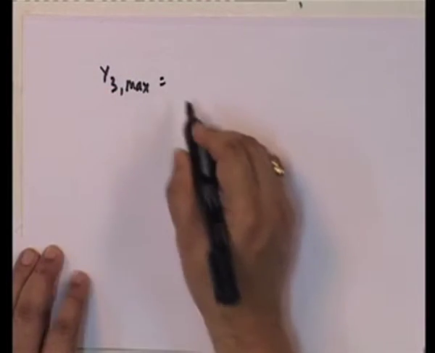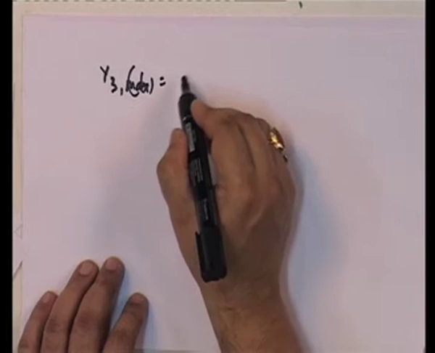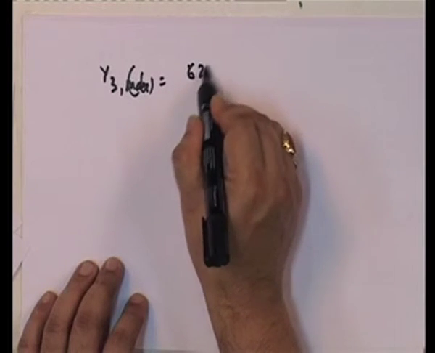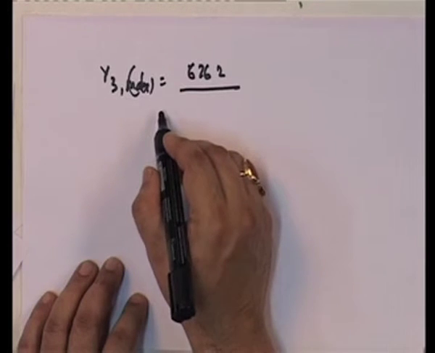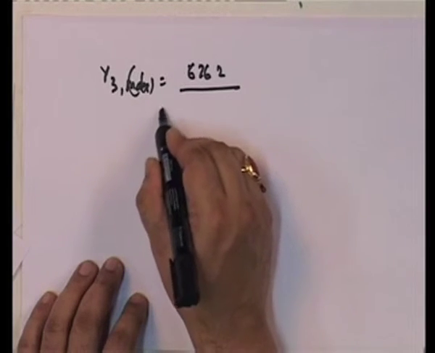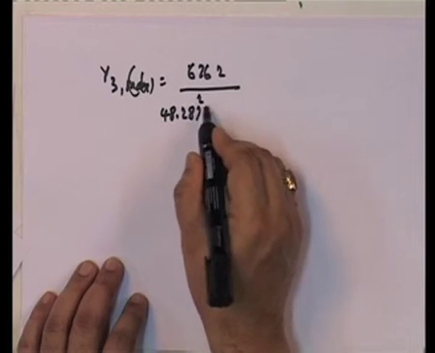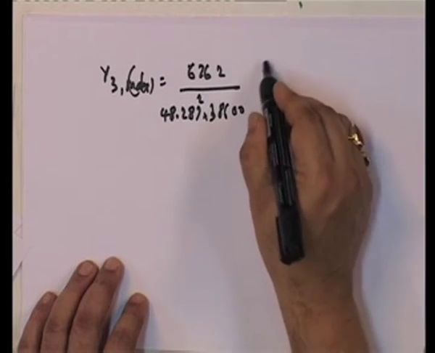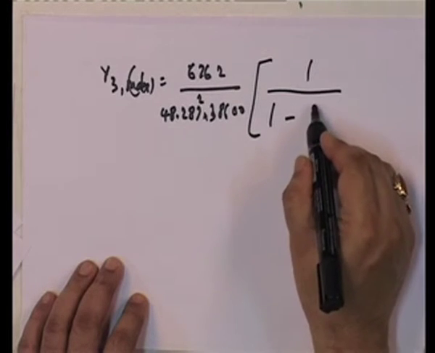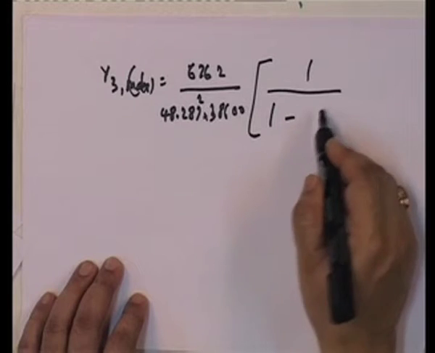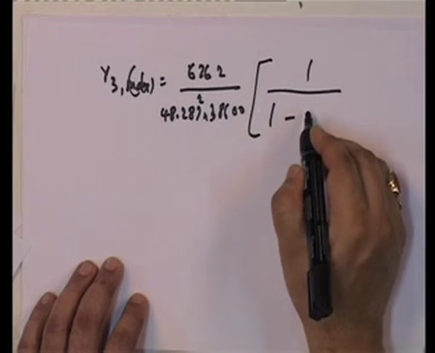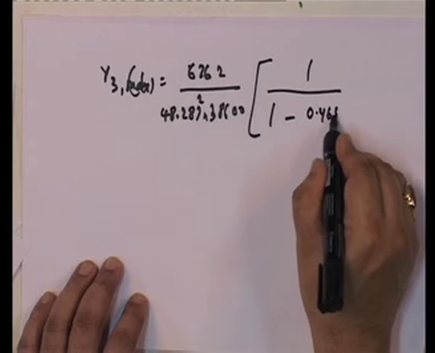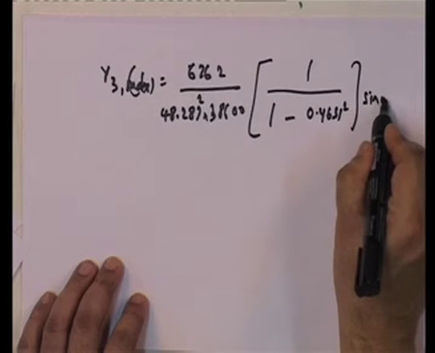And finally, let me do y3 on a separate sheet of paper. y3 of t is equal to 6762 upon 48.287 squared into 38.600, times 1 upon 1 minus omega bar upon omega 3, which is 22.3635 upon 48.27, and that turns out to be 0.4631 squared, sine omega bar t.